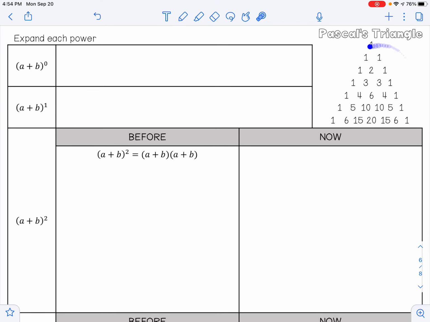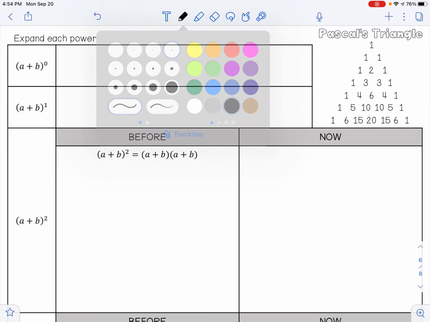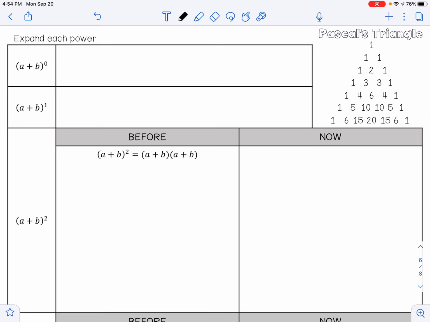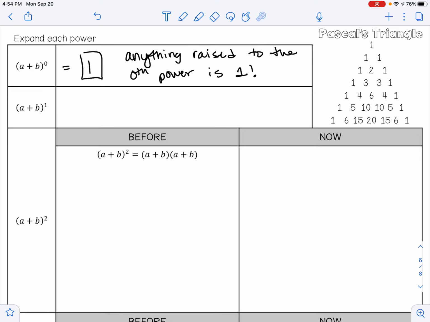So I have a little image of Pascal's triangle over here so you can help visualize what we're doing. It says expand each power. a plus b raised to the 0th power. Well, we learned that anything raised to the 0th power is 1. And that applies to a binomial. If we look at Pascal's triangle, the coefficient is 1 as well. So we can see that correspond right here in row 0.